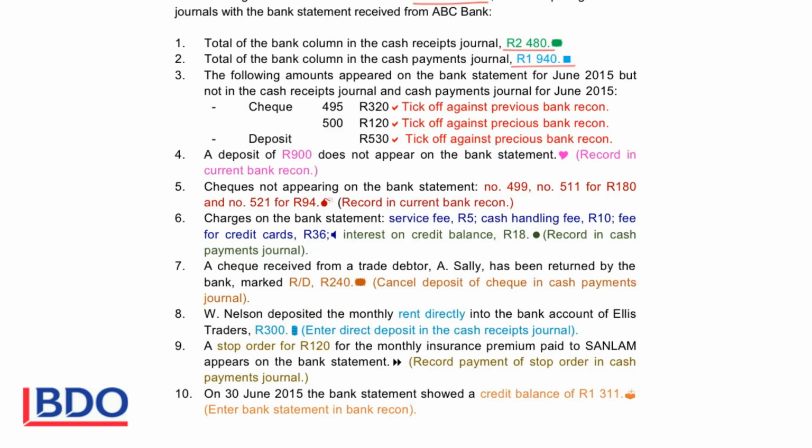The following amounts appeared in the bank statement for June 2015, but not in the cash receipts journal and cash payments journal. So this appears on the bank statement for June. Now, if we look at check number 495 and 50 and the deposit, you will see that all three of those amounts appear in the previous bank reconciliation statement. So we already recorded it in the previous month in our journals, but the bank didn't do it by the end of the month. They only completed it in the current month.